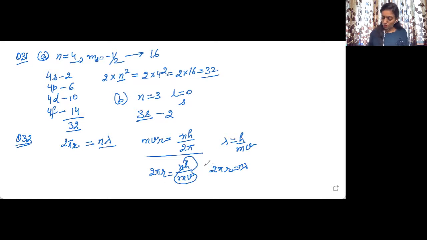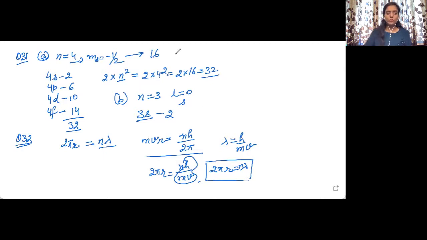Hope this is clear to you. So from this we have proved that the circumference of the Bohr orbit is equal to an integral multiple of the de Broglie wavelength associated with the moving electron.